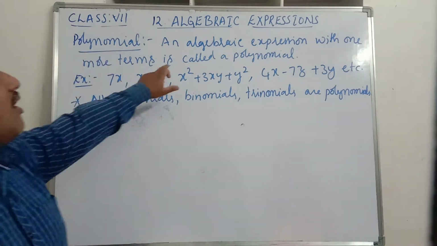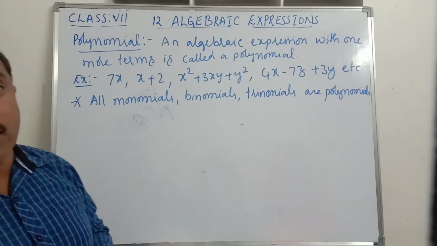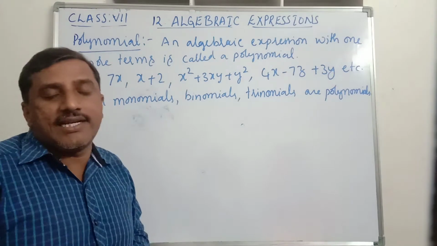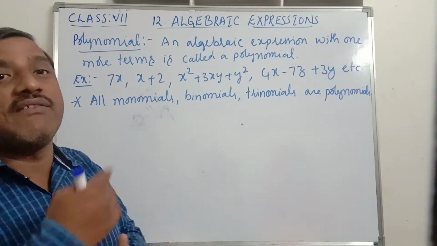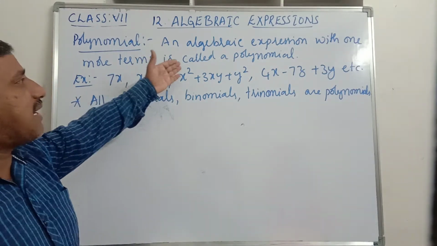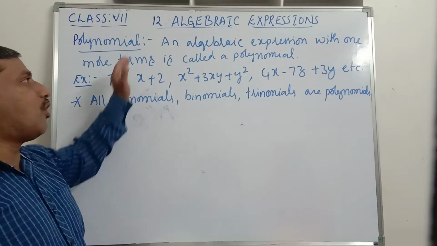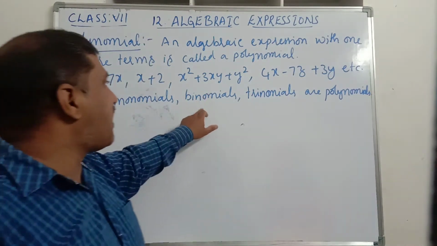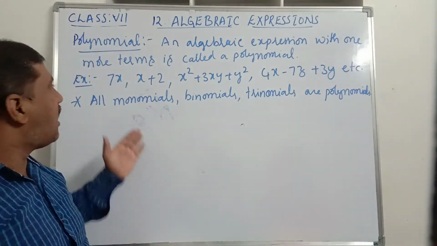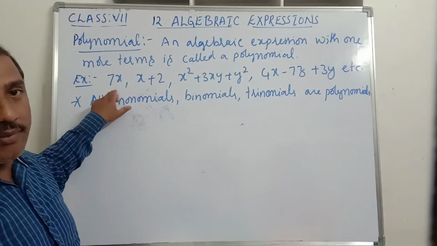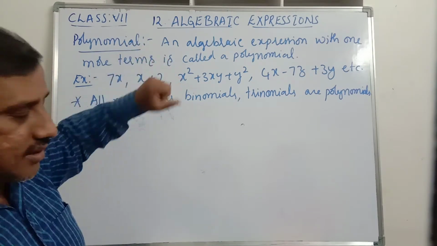Polynomial means an algebraic expression with one or more terms. It may contain one term, or more than one, meaning two terms or three terms or even more. Such algebraic expressions are known as polynomials. All monomials, binomials and trinomials are also polynomials. Examples: 7x is a monomial, it is a polynomial. x plus 2 is a binomial, and it is a polynomial.